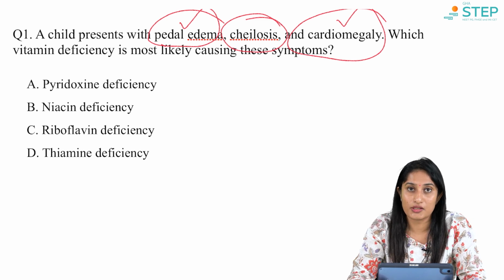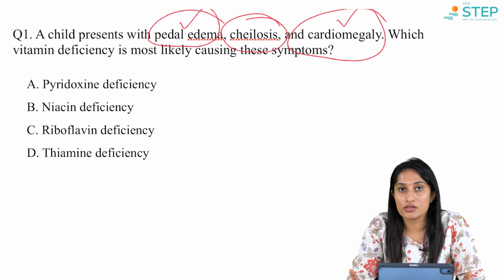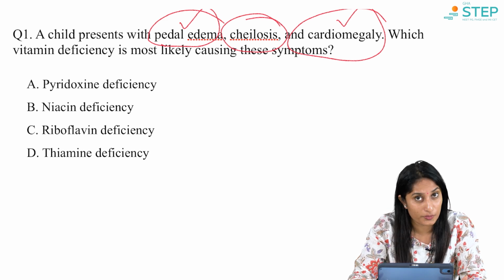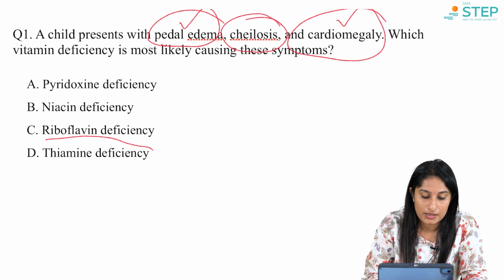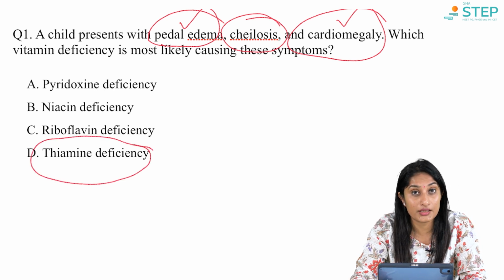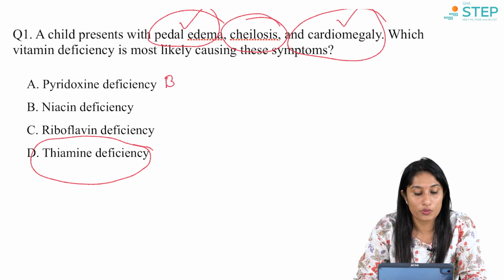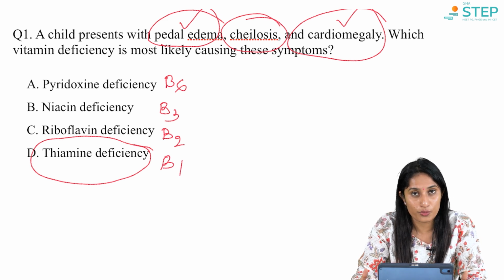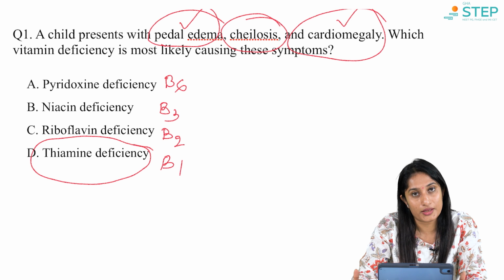Pedal edema, as we know, is fluid in the interstitial spaces or in the tissue spaces. Cardiomegaly is enlargement of the heart. So which vitamin is deficient and is going to give us this particular feature? The option is option number D, that is thiamine deficiency. Let me write the names of the corresponding vitamins. Pyridoxine is B6, niacin is B3, riboflavin is B2 and thiamine is B1. All these 4 vitamins belong to the B complex group.